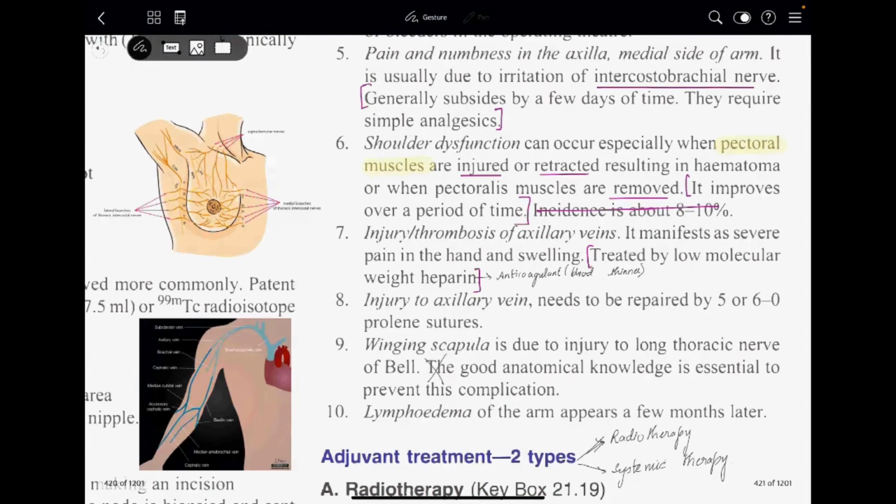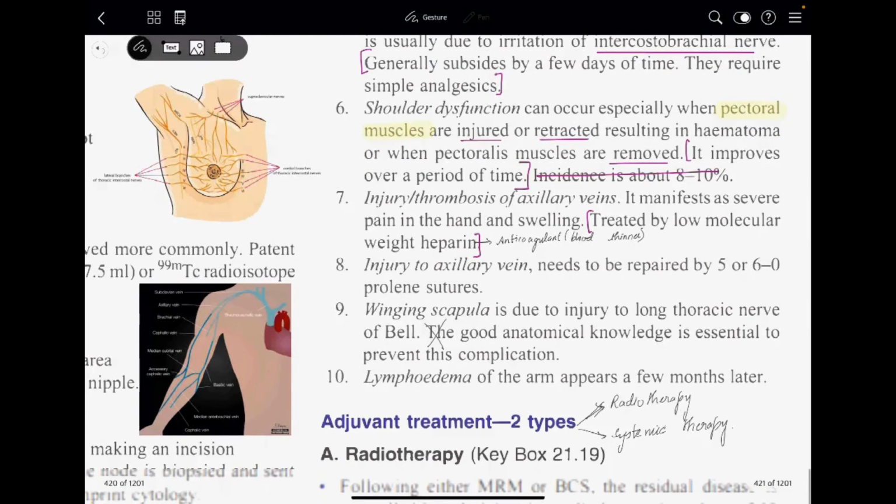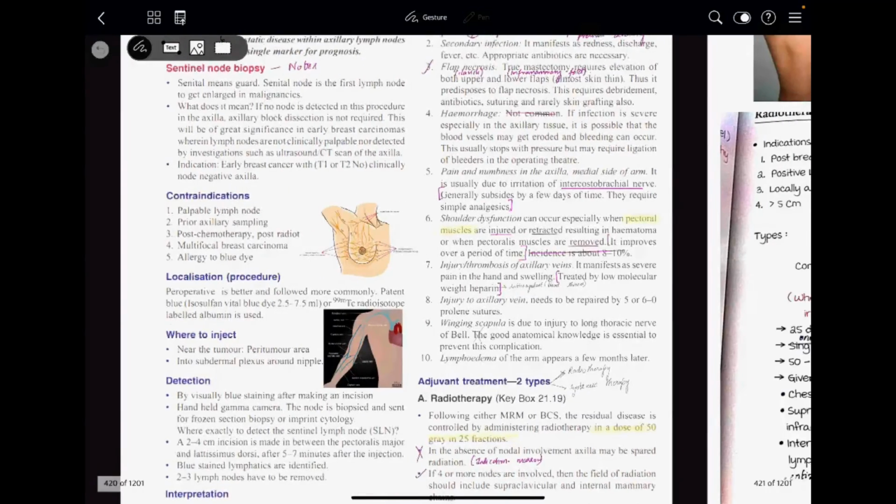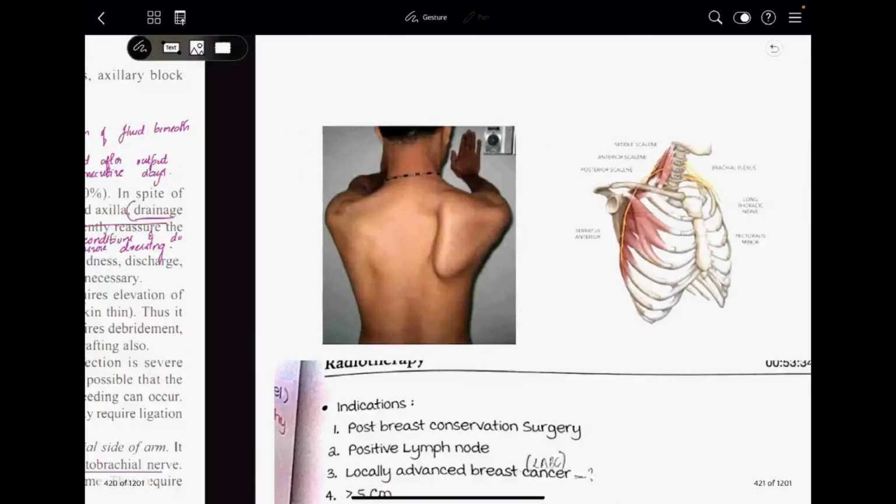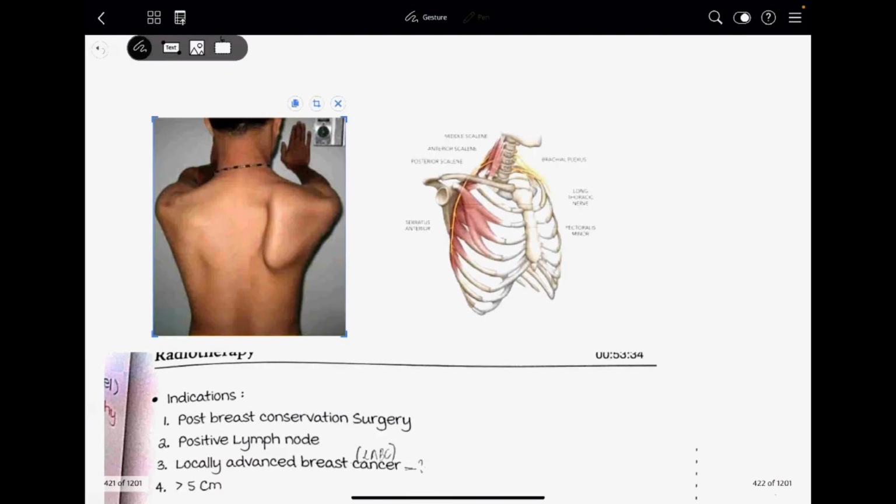Or injury or thrombosis of axillary veins. You remember, right? Axillary veins come somewhere here. Repair this with 5 or 6-0 Prolene sutures. 6-0, sorry. Prolene sutures. And winging scapula. Winging scapula, it looks something like this. What will you have injured? Bell's nerve or the long thoracic nerve. If you have injured it, then it will lead to problematic supply to the serratus anterior muscle, which I am coloring.